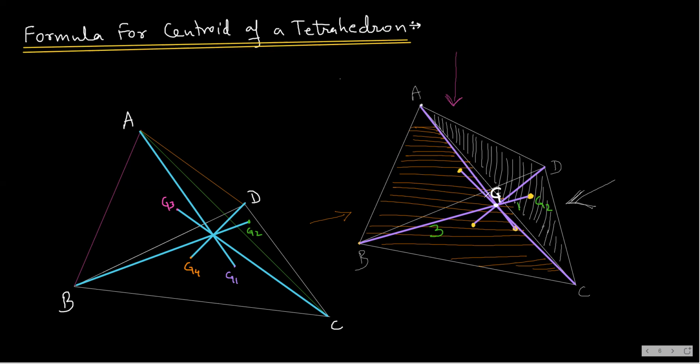Same way, if this centroid is G1, G will divide AG1 in the ratio 3:1. So A to G is 3 and G to G1 is 1. Same way here, if I consider this centroid G3, then CG3 will be divided internally in the ratio 3:1. So C to G is 3 and G to G3 is 1. And finally, if I call this G4, then G will divide DG4 in the ratio 3:1.